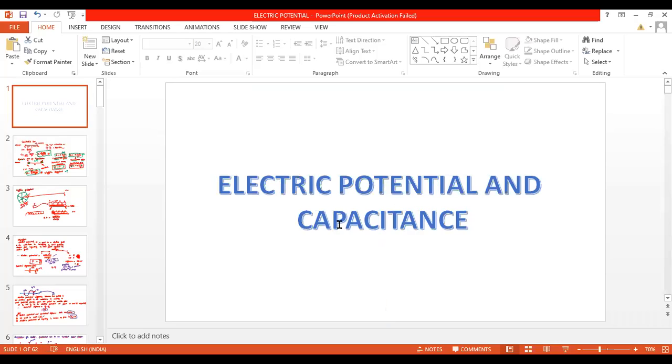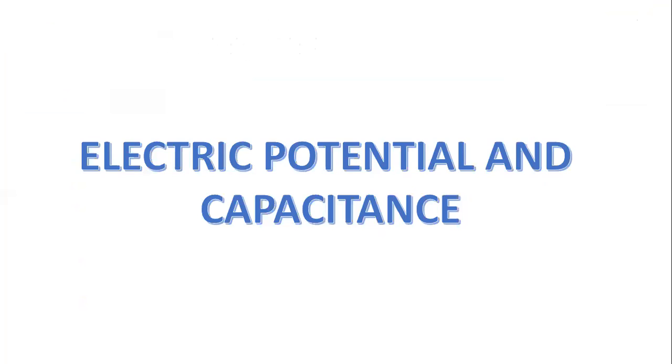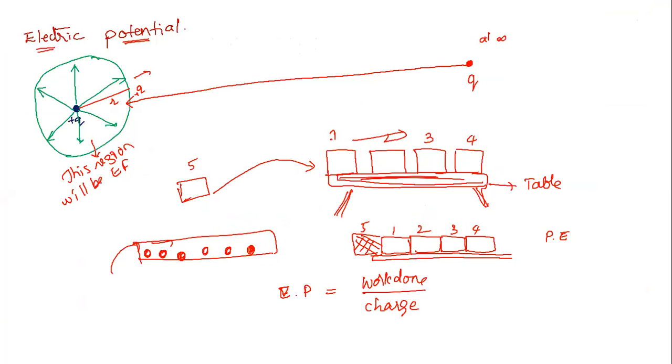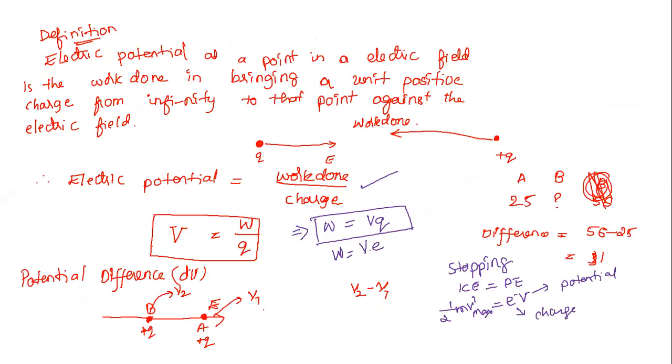This chapter is named electric potential and capacitor. First we discussed the overview of the first chapter, that is electric charges and fields. Next we went to electric potential. What is meant by electric potential? What is the definition of electric potential? All of that we have already studied.